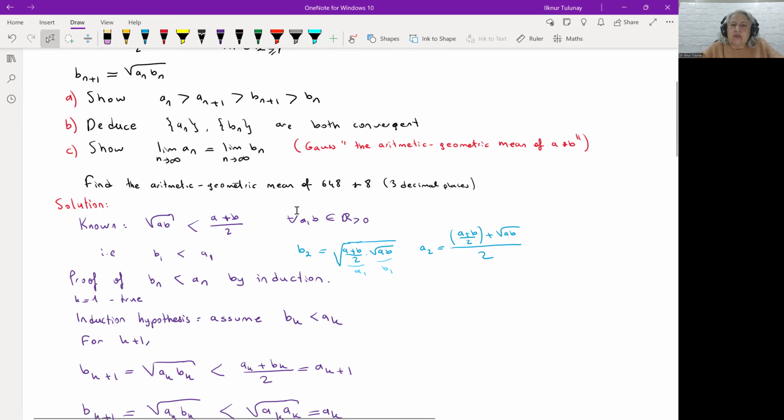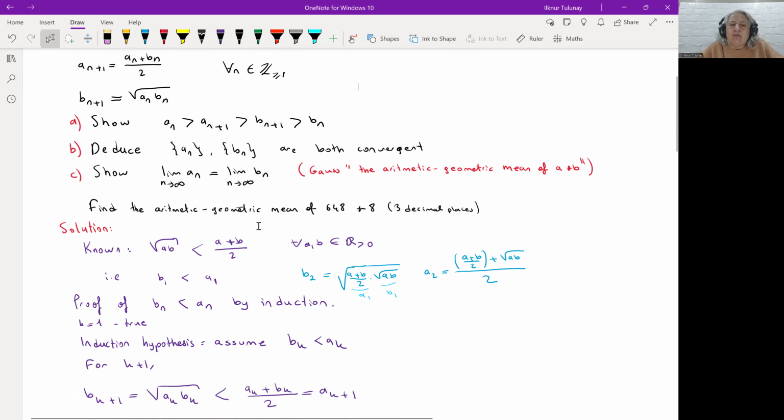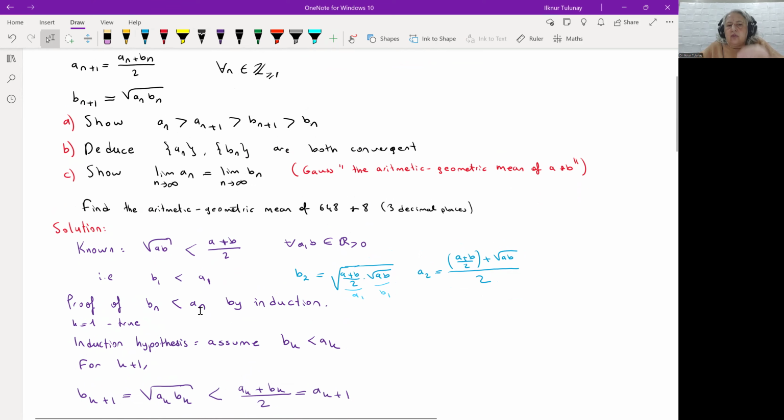Now, this is a known fact for positive real numbers. So this is b_1, and this is a_1 with respect to the definition that we have here. This is true for all a and b, for whatever you started with. So this is true for k equal to 1, the base step of the induction. We assume as the induction hypothesis that it is true for k, so that means b_k is smaller than a_k.